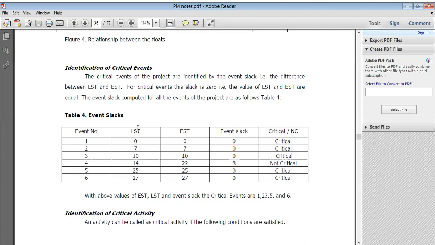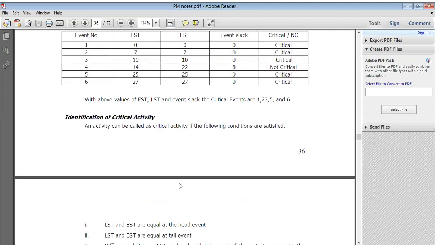Critical means it takes a long time, or because A or B has not finished their activity, that's why it's difficult to start their activities, because they depend on each other, meaning it is an interrelated activity. So here, with the above values of EST and LST and event slack, the critical events are 1, 2, 3, 5 and 6.